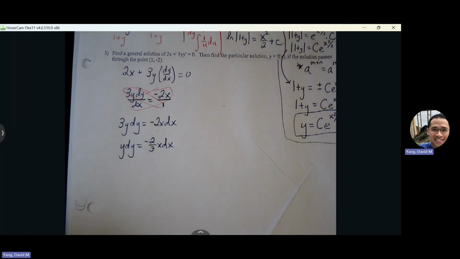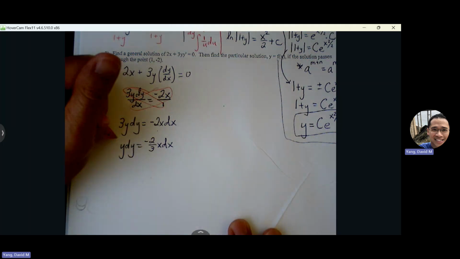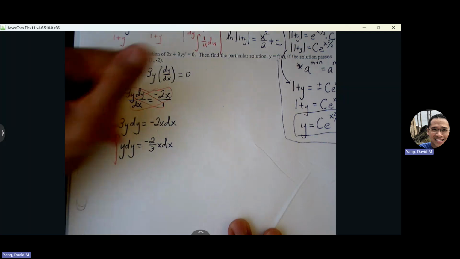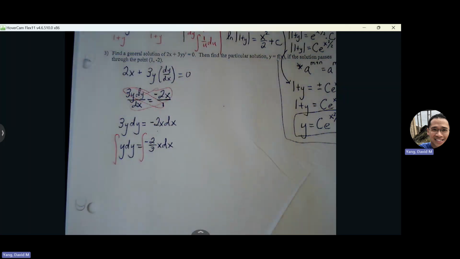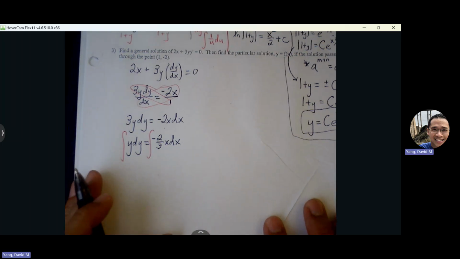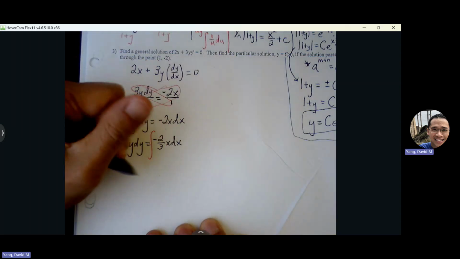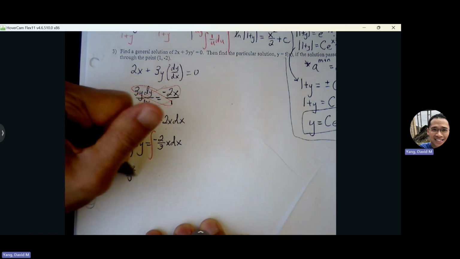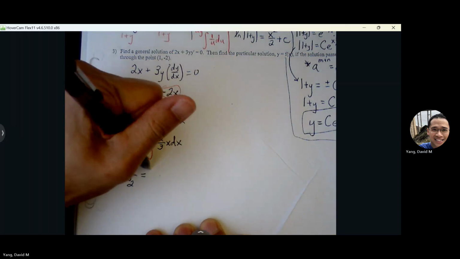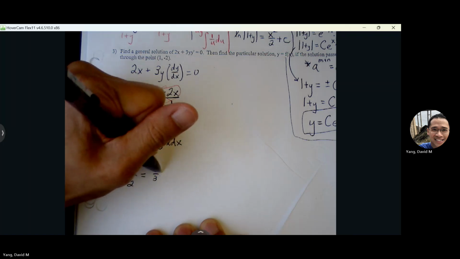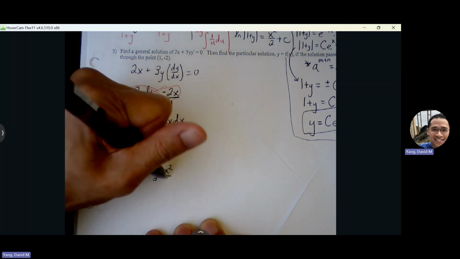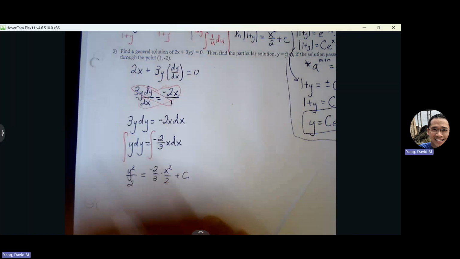And now everything is ready. We're still at the derivative level, but we've gotten everything lined up nicely. So now I'll take the integral of both sides. Now both left and right are showing me power rule. So we're just going to go through power rule, y squared over 2. X squared over 2.